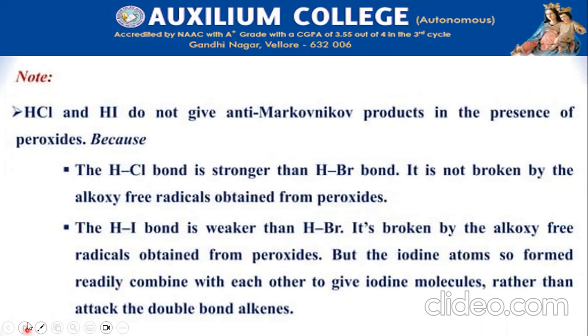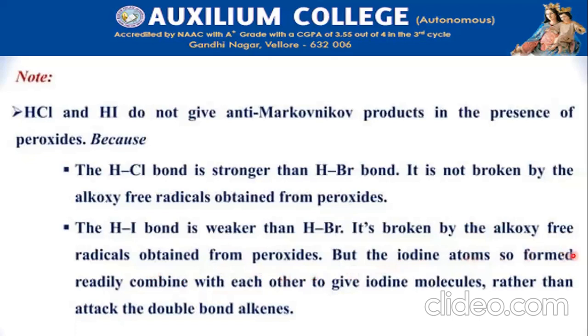We have seen this with hydrogen halides, especially hydrogen bromide. Whereas you have other hydrogen halides like HCl and HI, these two do not give anti-Markovnikov products in presence of peroxide. Why? What is the reason? The HCl bond is stronger than the HBr bond, and it is not broken by the alkoxy free radicals obtained from the peroxide. Whereas the HI bond is weaker than HBr, so it is broken by the alkoxy free radicals obtained from the peroxide.